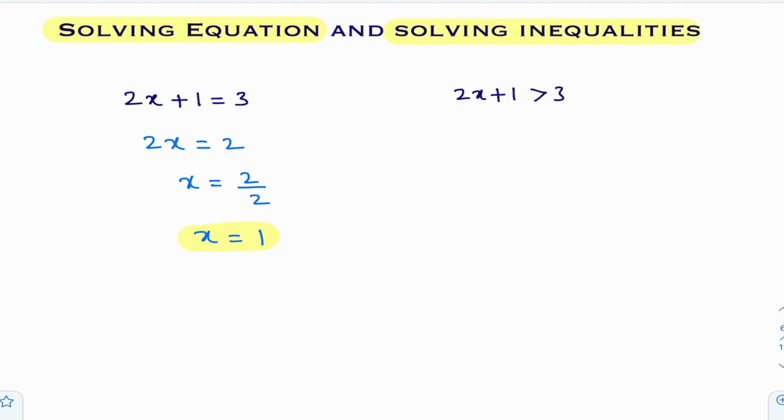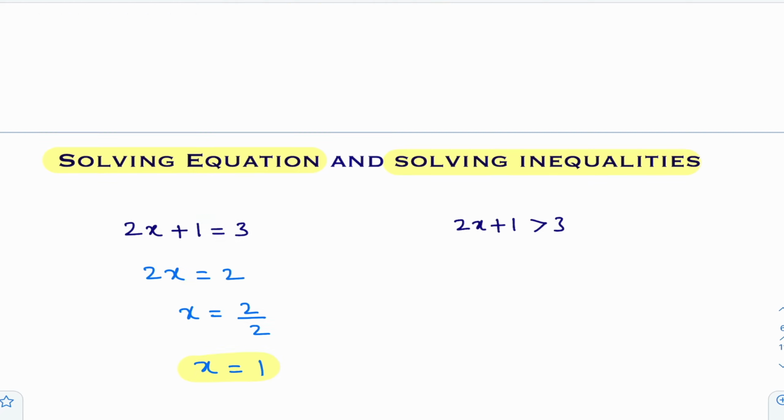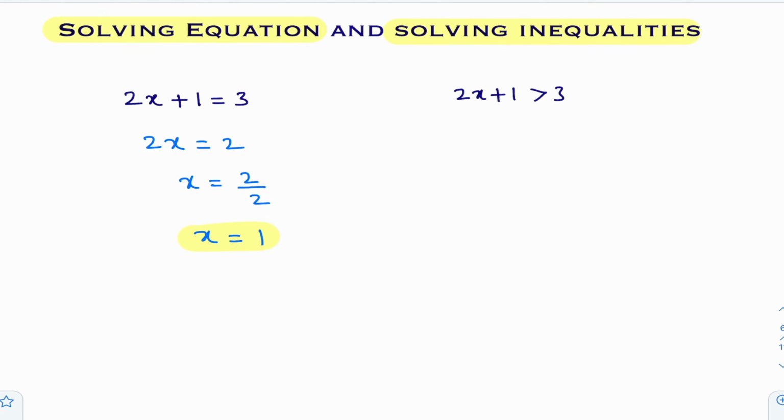How do we solve inequalities? Same here, one algebraic expression is there on one side and one on the other. Between these two, an inequality symbol is there. You know what the inequality symbols are? Look here, these symbols are called inequality symbols: less than or equal to, greater than or equal to. Okay. Now, how to solve this?